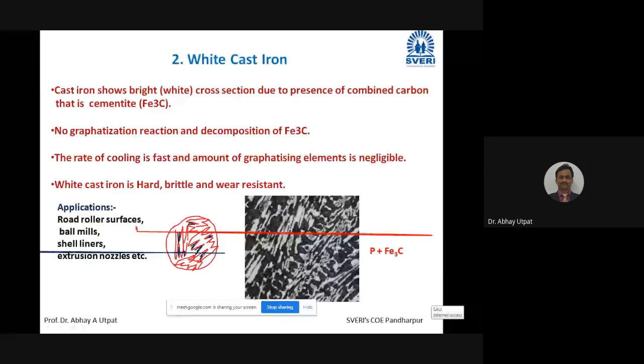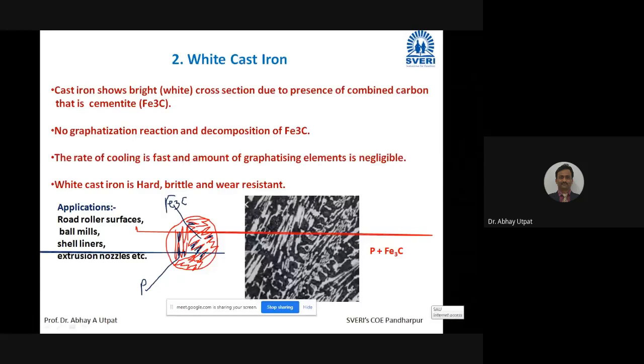So this is cementite, Fe3C. And the gap, whatever dark part I have shown, that is pearlite. Now, this is the structure of white cast iron. You can beautify it. You can see the actual photograph and try to apply your skill to draw. I have just explained the method to draw the microstructure.